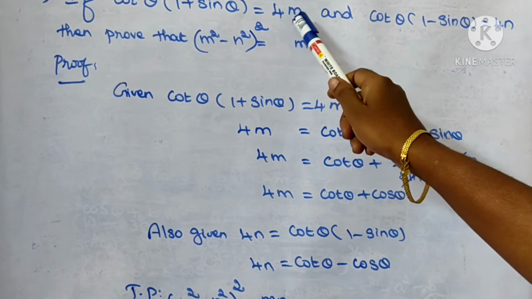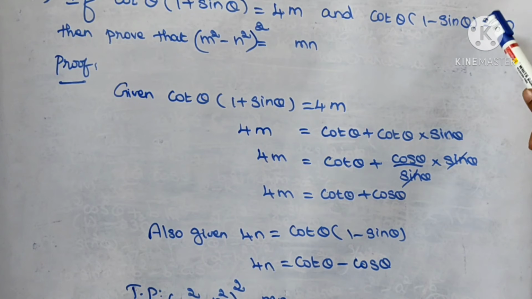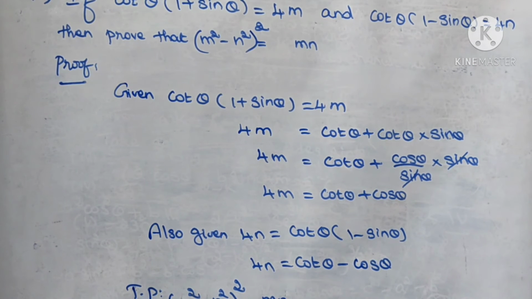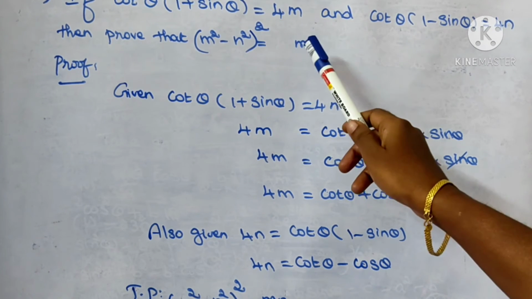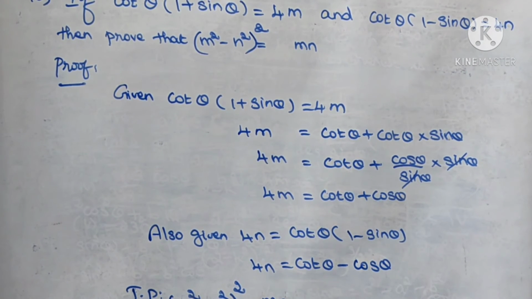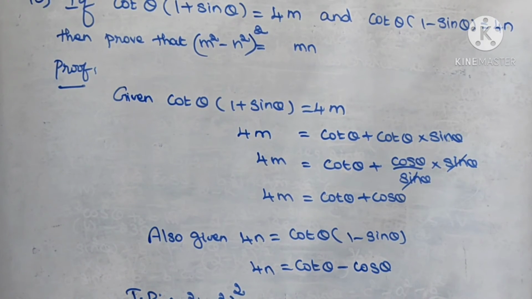Already given, 4m is cot theta into 1 plus sin theta and 4n is cot theta into 1 minus sin theta. Using this result, find out the reduced form of m and n. After that, we find the LHS simplification value and the RHS simplification value. The two values are equal. We get the proof.